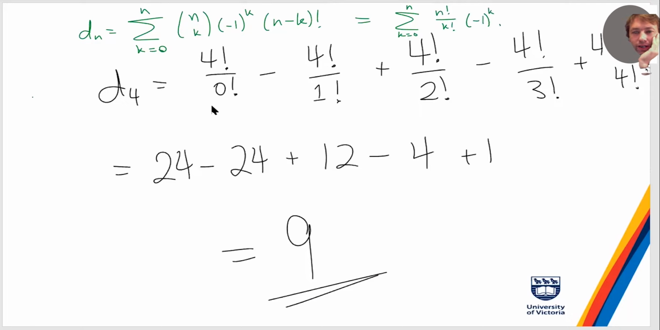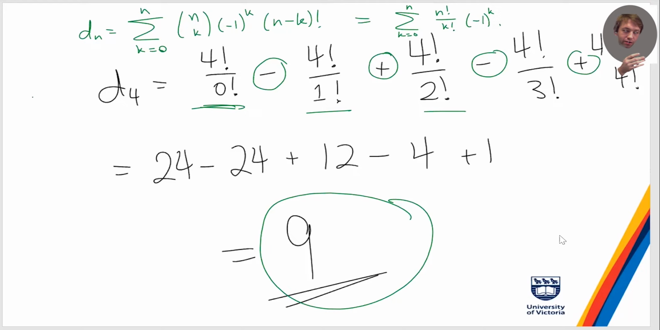I'm just taking 4 factorial over 0 factorial, 4 factorial over 1 factorial, 4 factorial over 2 factorial, and so on. Notice I've got these alternating pluses and minuses. And it turns out the answer is 9. So the number of ways to associate TAs to sections in this case is 9.